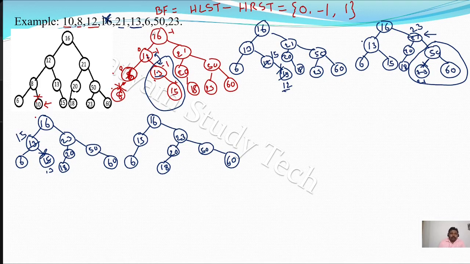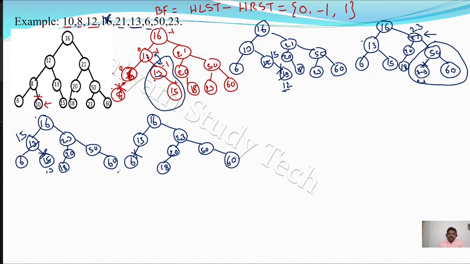Then how to delete 6 now? Now you can delete 6 directly because it is a leaf node. That node does not have any children. That's why it is a leaf node. Okay, directly can delete that leaf node.